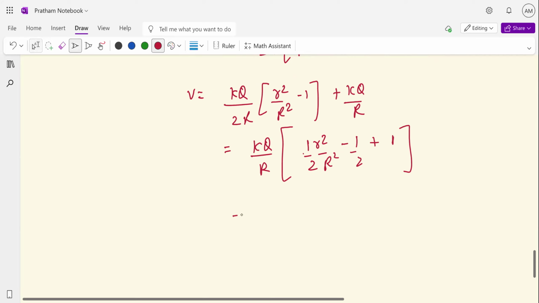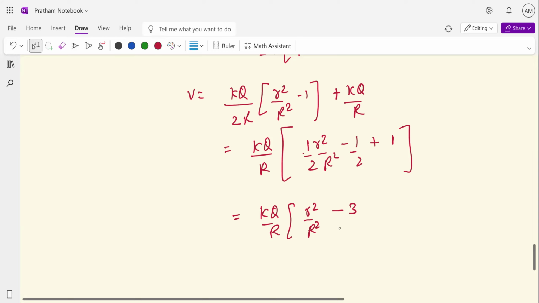We just take the whole LCM thing. So you will be getting something like this: plus R, R square divided by R square minus 3 by 2. Not 3 by 2, you can say 2 is also there. So it becomes this thing.